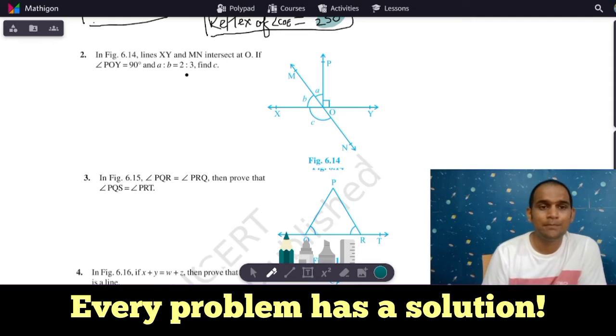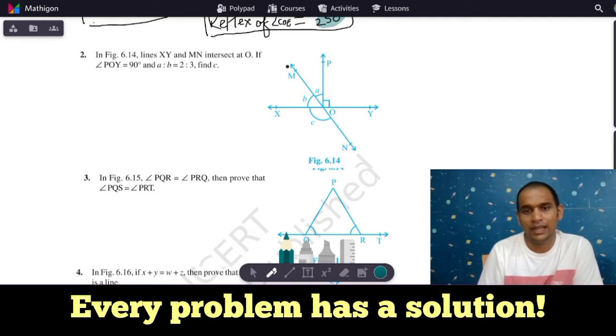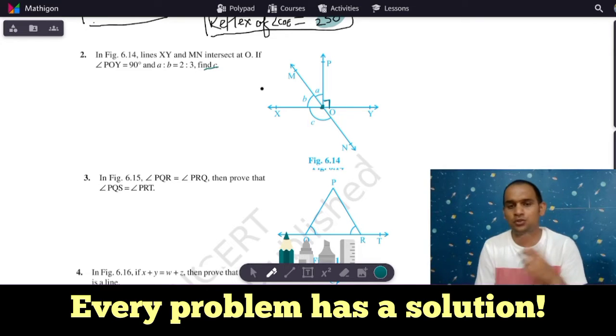Second question says, XY and MN intersect at O. If POY equals 90 degrees, we have to find angle C if A is to B equals 2 is to 3.